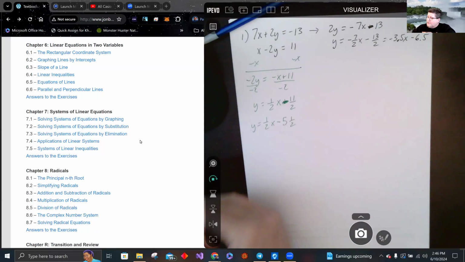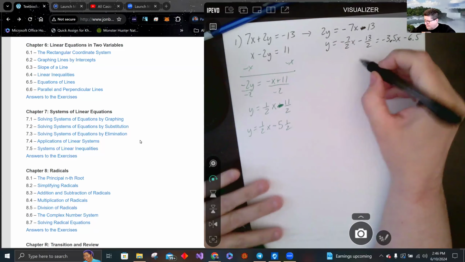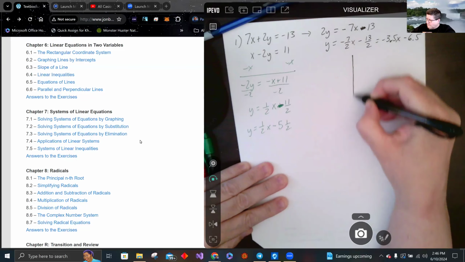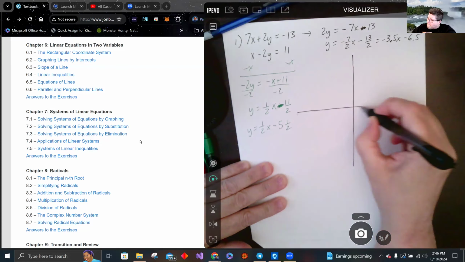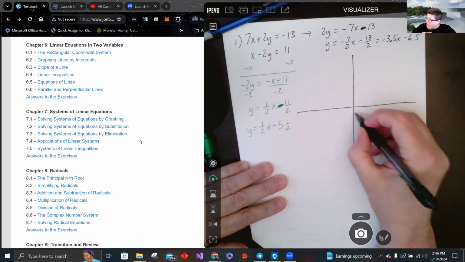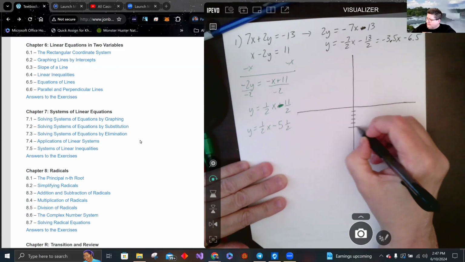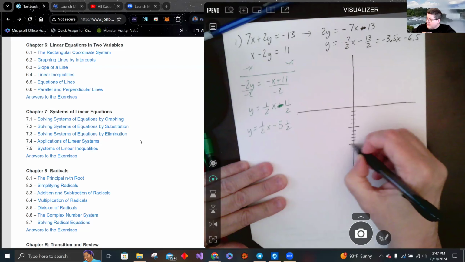So if I were to do this graphically, oh, I'm already not liking it. My intercepts don't look good. One, two, three, 4, 5, 6, 7, 8, 9, 10.